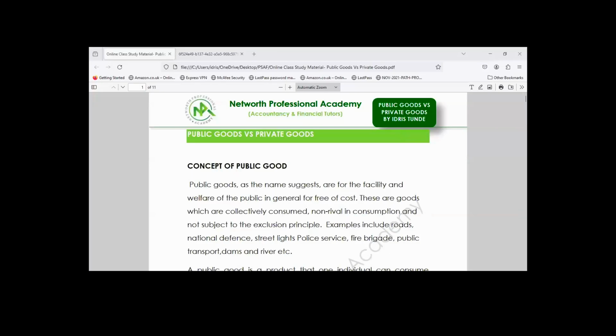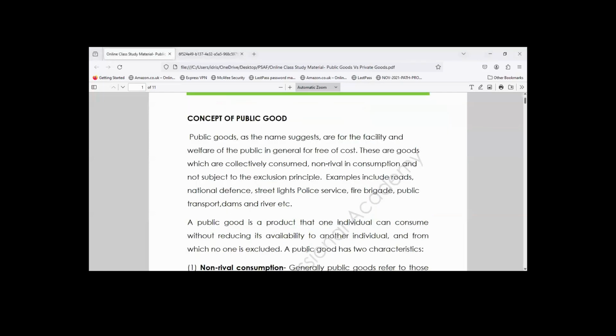Public good versus private good. Public good versus what? Private good. What is public good? What is private good? Public good, they are the goods and services that you enjoy at free cost. Any goods and services that you enjoy when you don't pay for it, they are public good.